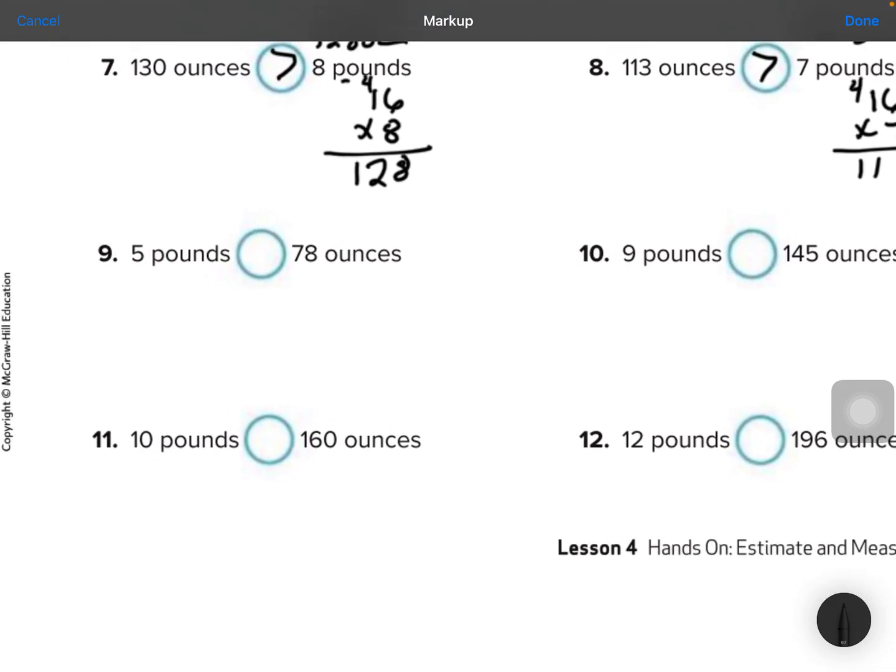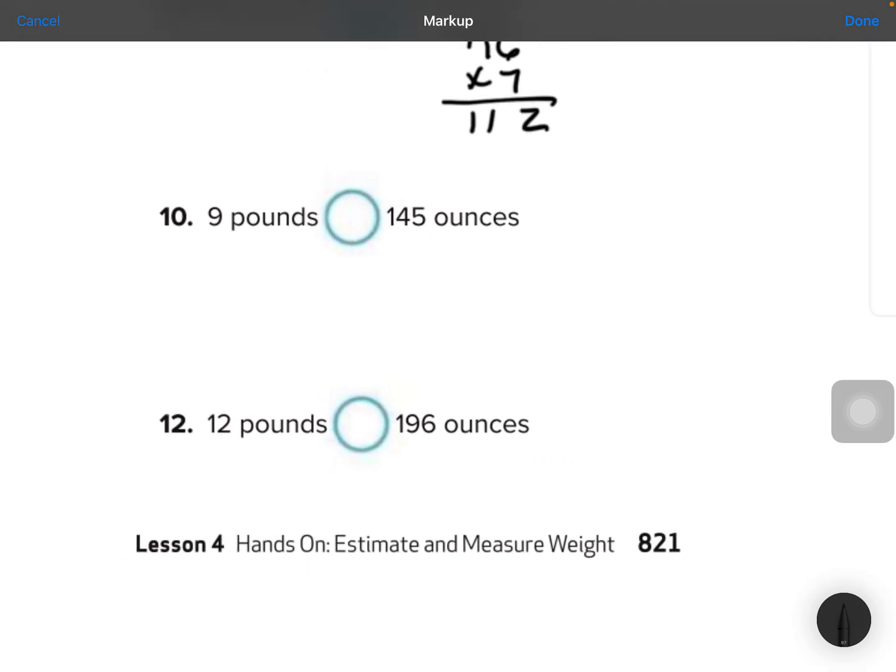Number 9, we have 5 pounds versus 78 ounces. Well, we need to take 16 times 5. 5 times 6 is 30. 5 times 1 is 5. 6, 7, 8, 80. So we have 80 ounces versus 78 ounces. We can see that 80 ounces is definitely bigger.